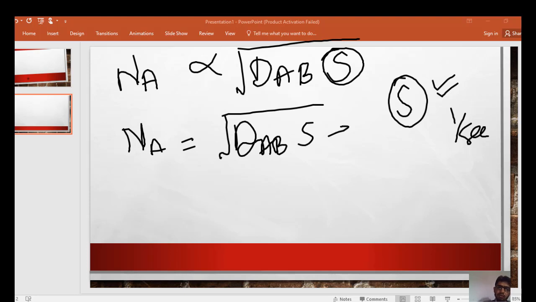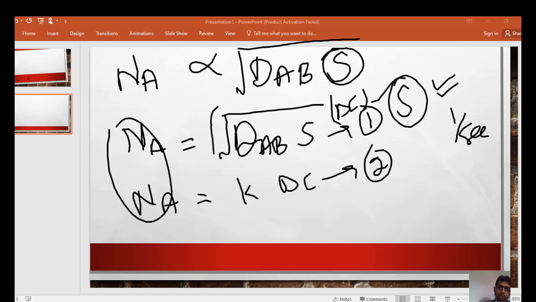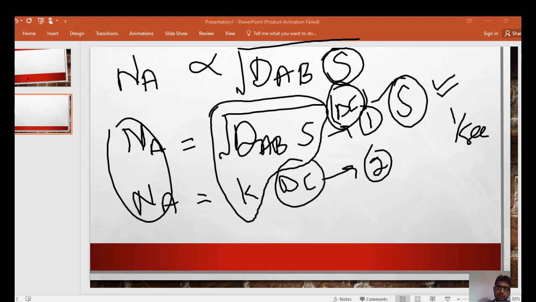Suppose this is equation 1, and suppose we have another equation which is K into change in C. So this is Na, DAB into S under the root. There is also some concentration. Suppose this is equation 1 and this is equation number 2. So from equation 1 and 2, we know that Na is equal to Na. If we compare equations 1 and 2, DAB into S under the root will be equal to K, and this is change in concentration.